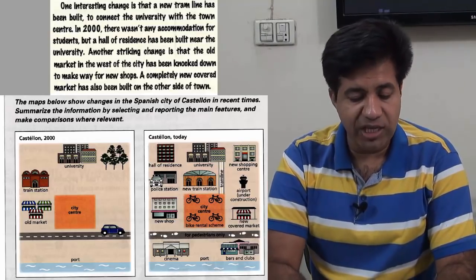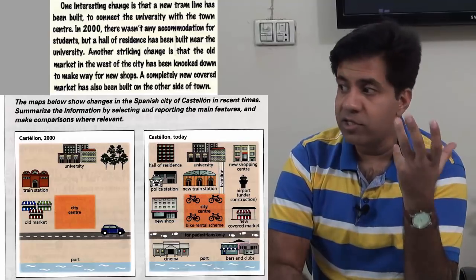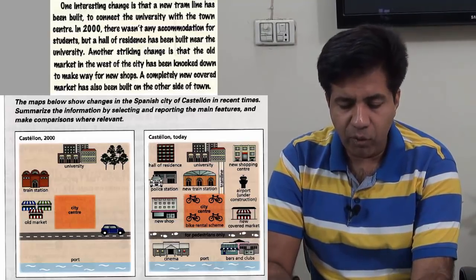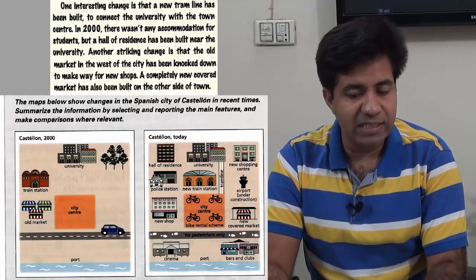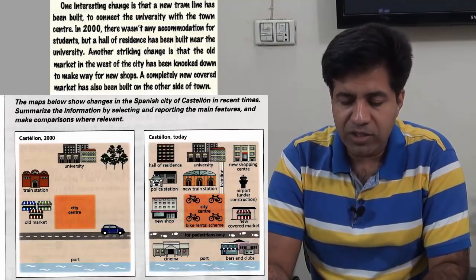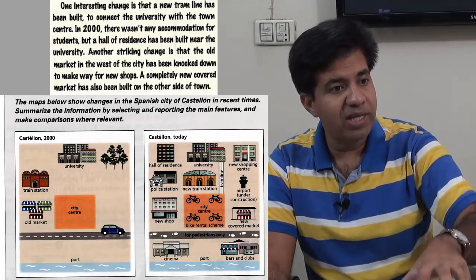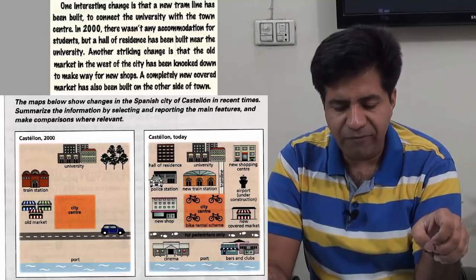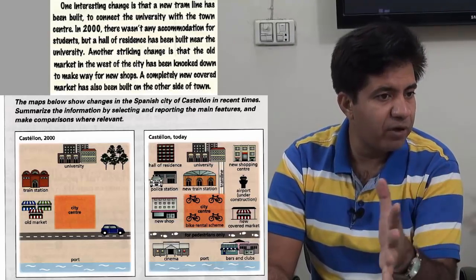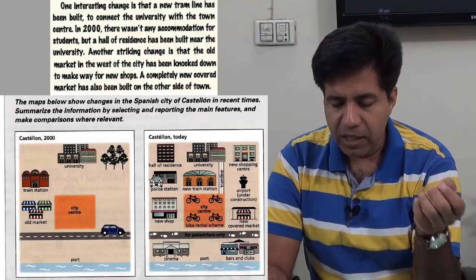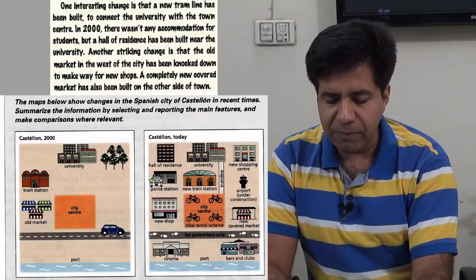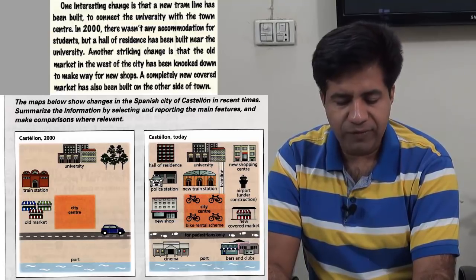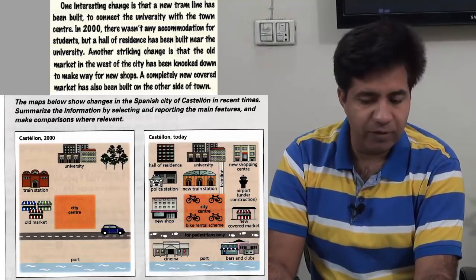Another striking change means when there was nothing and now there is something. Another striking change is that the old market in the west of the city has been knocked down. Knocked down means demolish. Right? The old market has been knocked down to make way for new shops. To make way for new shops, they have knocked down the old market. A completely new covered market has also been built on the other side of town. You can see that clearly from the diagram.